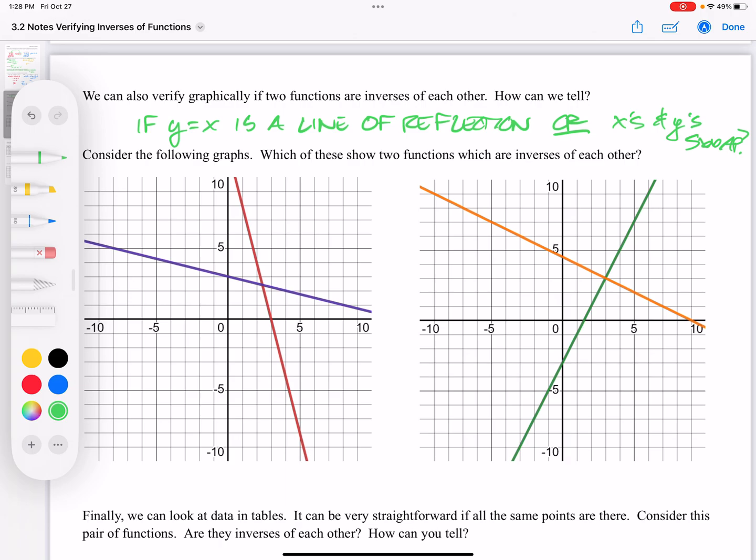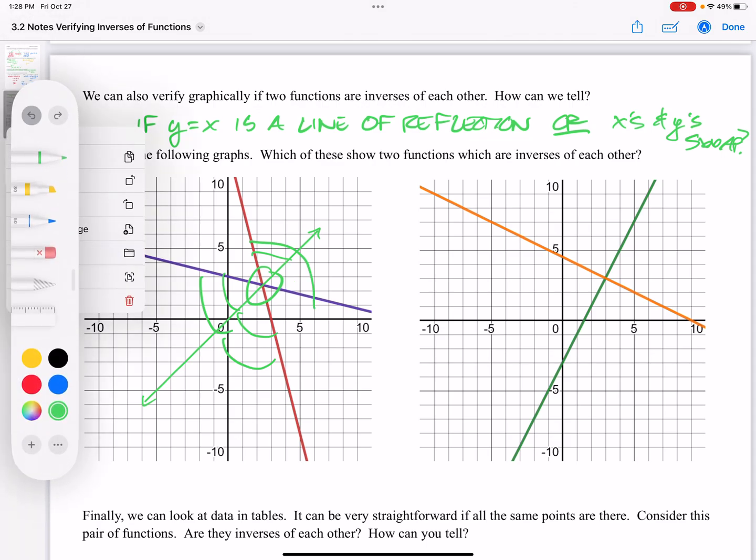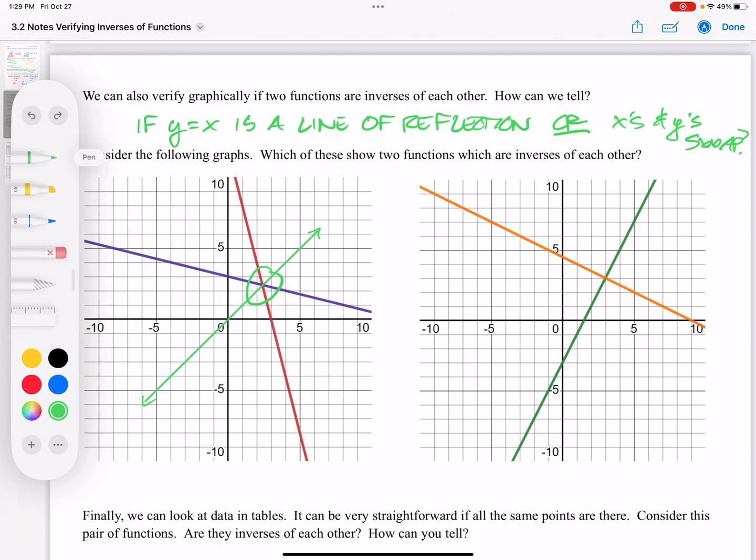Okay, so looking at the first one, if I draw in y equals x, that is this perfect diagonal here. And I can see, number one, that the lines cross at y equals x, and then everything is a reflection directly across. Okay, so let's get those out of the way because they're ugly. So yes, this one works.